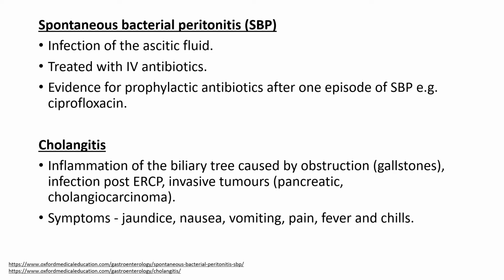We will now talk about some other conditions which are associated with liver disease. Spontaneous bacterial peritonitis, or SBP, is an infection of the ascitic fluid. It is treated with IV antibiotics. There is evidence for prophylactic antibiotics after one episode of SBP. Cholangitis is inflammation of the biliary tree caused by obstruction, infection, or invasive tumors. Symptoms include jaundice, nausea, vomiting, pain, fever, and chills.